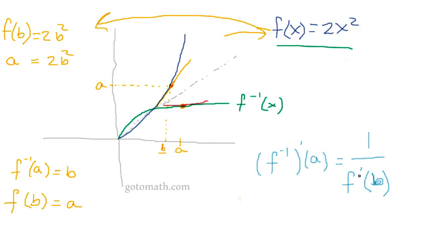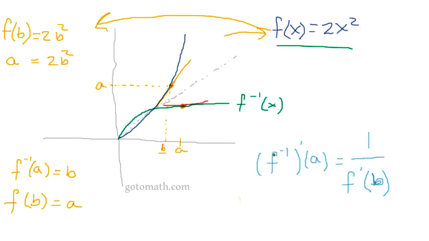Well, that was the whole idea, finding b, and once we were able to find b, then we could take b and plug it into the derivative, and that gave us the slope of this line right here. Now the slope of this tangent line, this is what we're actually asked to find right here. We're asked to find the derivative, or the slope of the tangent line. In other words, the derivative of the inverse, plugging a into it. In other words, here it is, f inverse prime of a equals.